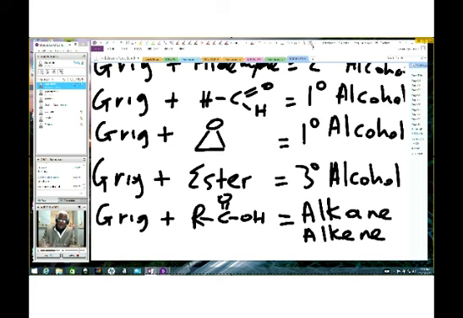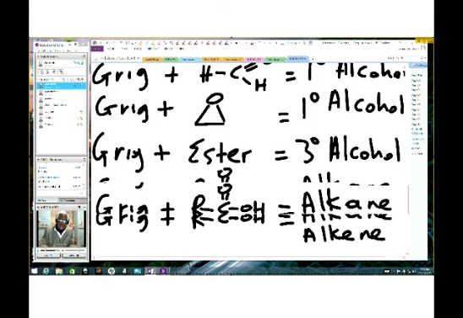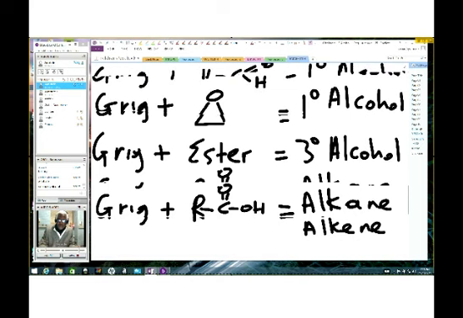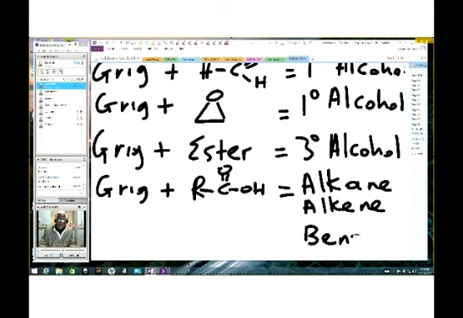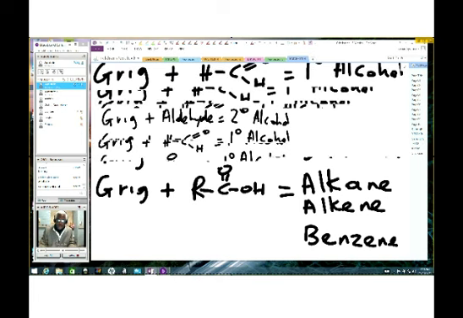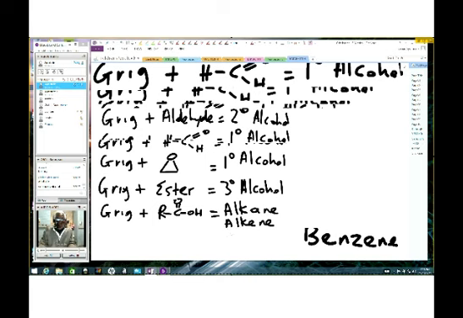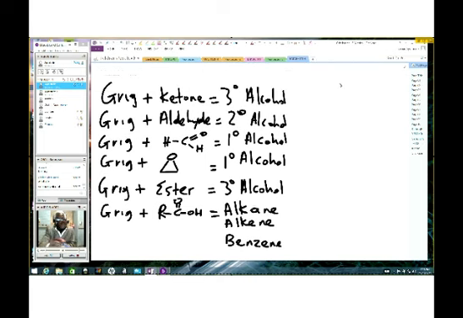Okay, so let me recap all of this for you so that you have an idea what this table looks like. What do we have here? Grignard with a ketone, tertiary alcohol. Grignard with an aldehyde, secondary alcohol. Grignard with formaldehyde, which is the simplest aldehyde, primary alcohol. Grignard with ethylene oxide, which is an epoxide. You have a primary alcohol in which you have extended the carbon chain by 2.